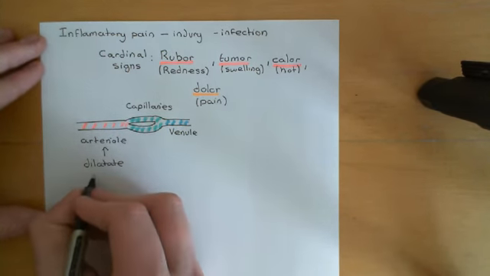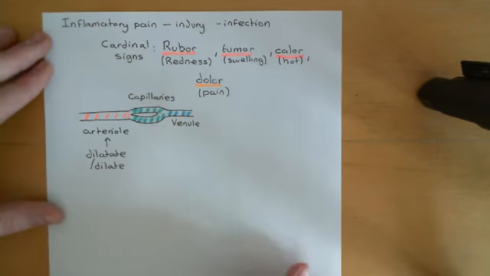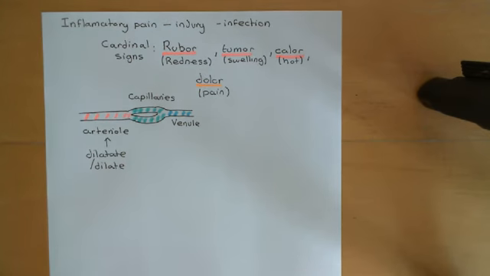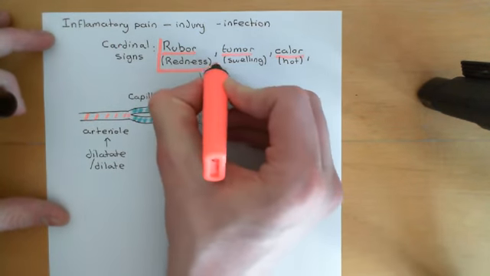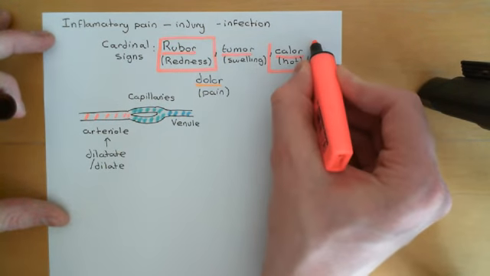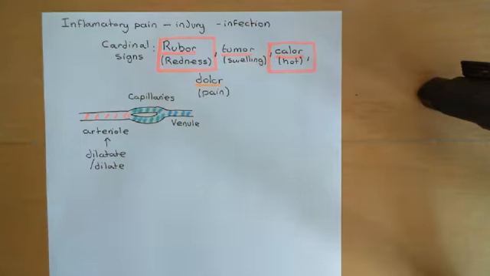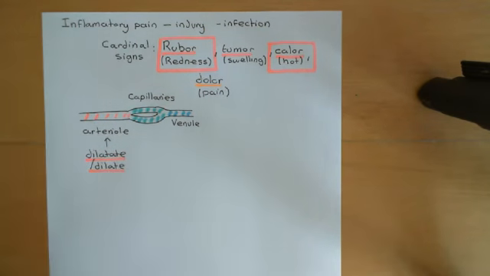So these arterioles are going to dilate, or dilatate, whichever terminology you prefer; they both mean the same thing. This allows more blood to flow to the affected area. That's what causes the rubor, the redness, because now more blood is going to that area. It also causes the calor, because blood is hot, and that makes the inflamed area hot. So rubor and calor are caused by the increased blood going to an area because of the dilatation of the local arterioles which lead to that area.